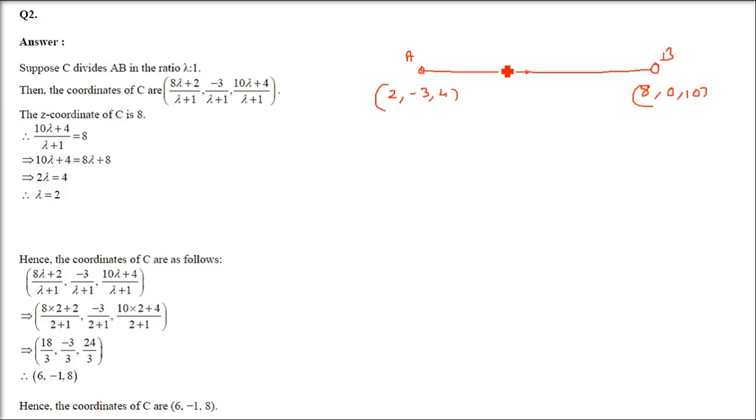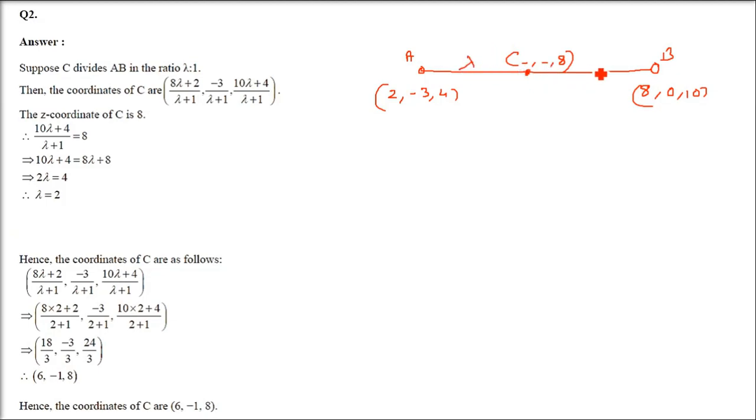I don't know about X and Y, but only if Z is also given can I find the solution. So the first and second points I leave, I don't worry about. Then the third point is 8. It's somewhere in between A and B, the C point. So what ratio will it be? It will be lambda is to 1.